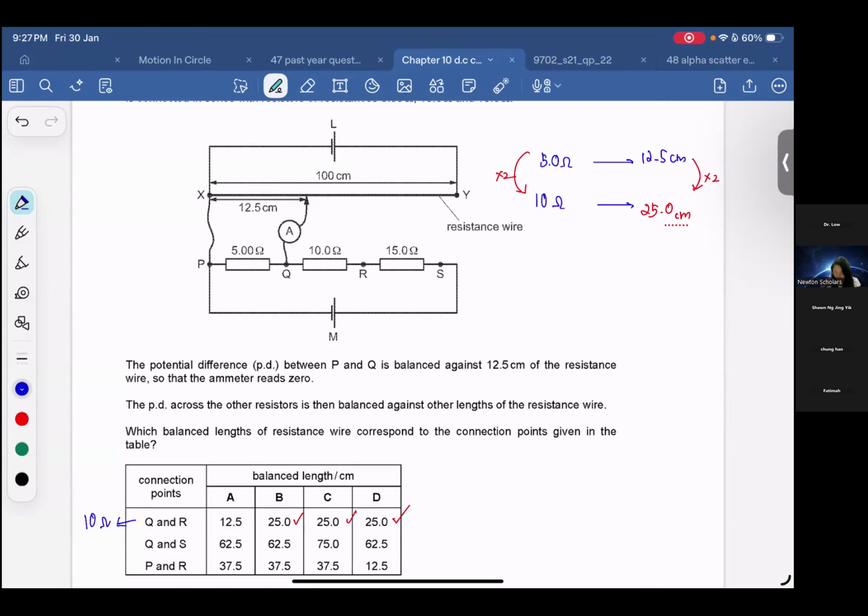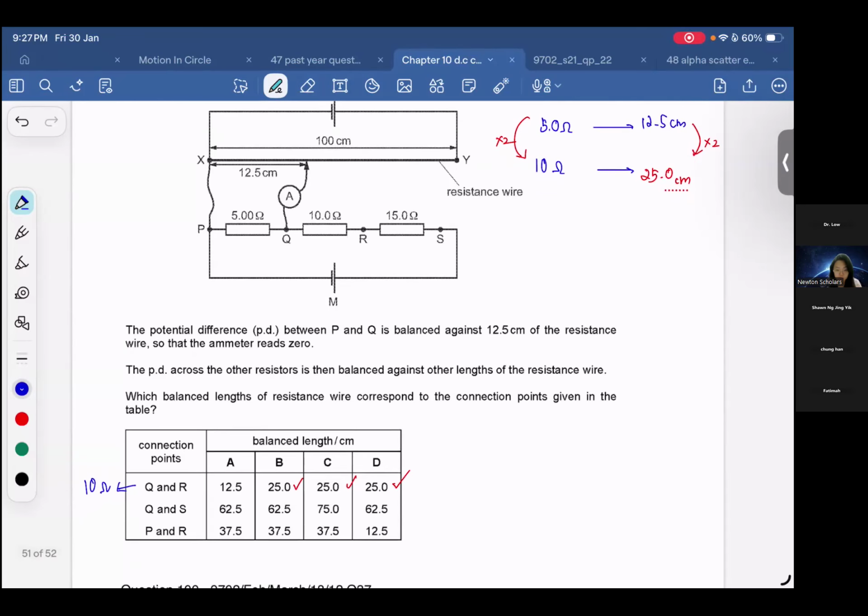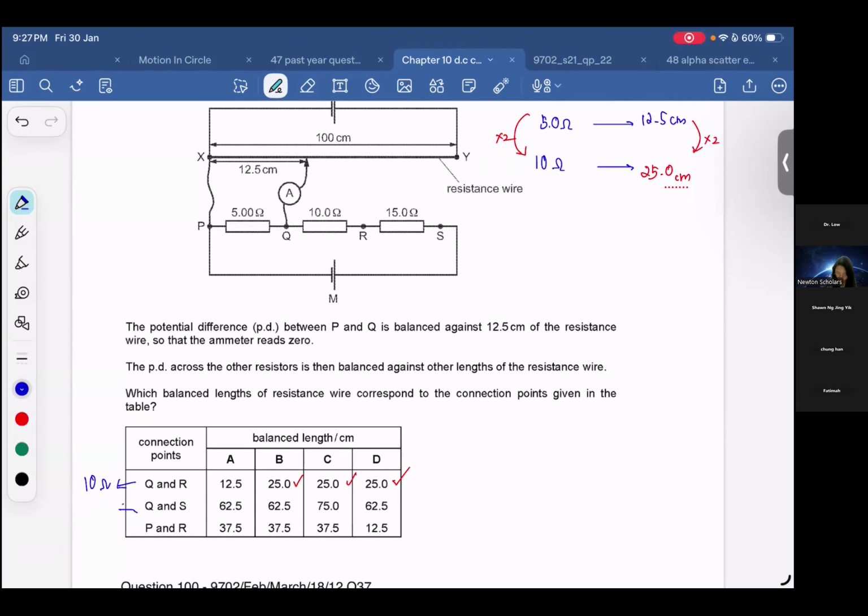Then Q and S. Q to S is 25. Am I right? 25. So this one in between is 25 ohm. If 25 ohm, what is your answer? You need to times 5. 5 times 5 is 25. So it's 12.5 times 5. Your answer should be 62.5 cm. So 62.5 cm: only B and D.